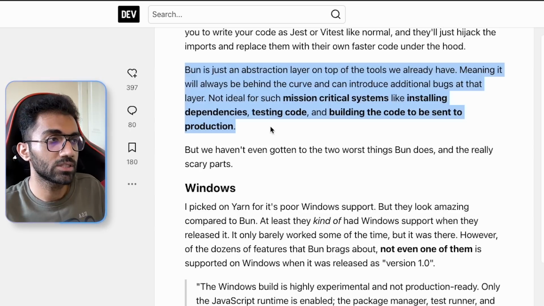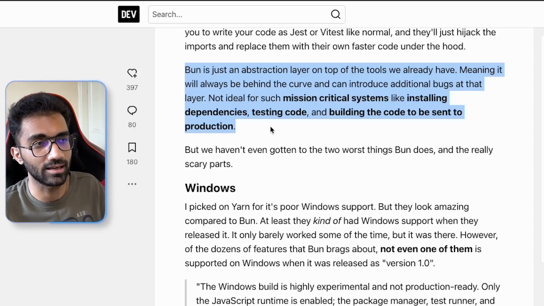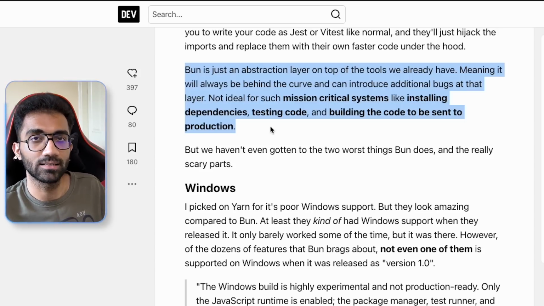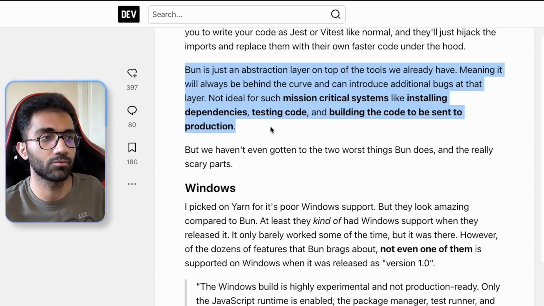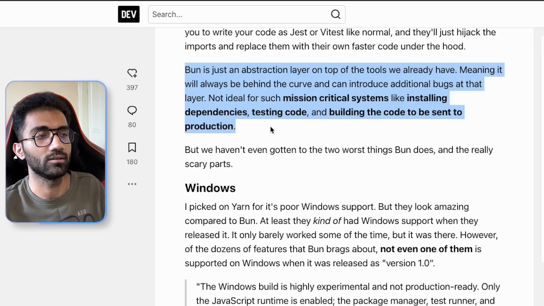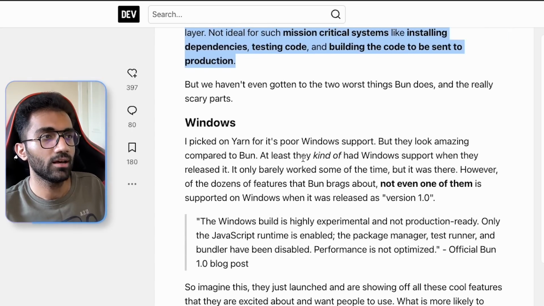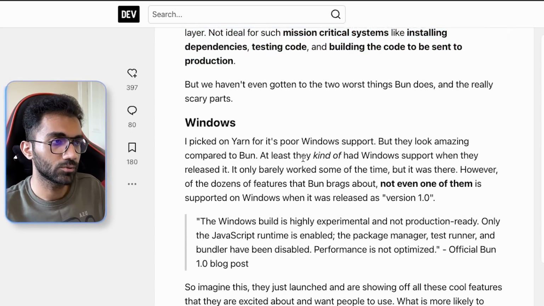Not ideal for such mission-critical systems. It depends a lot on how well your software is battle-tested and how many tests and how rigorous they are, how many edge cases they cover, and so on. I mean, bugs can always be introduced no matter what, but the scope or the blast radius of that can be really minimized if you have a very solid product and a test suite and foundations for writing that.